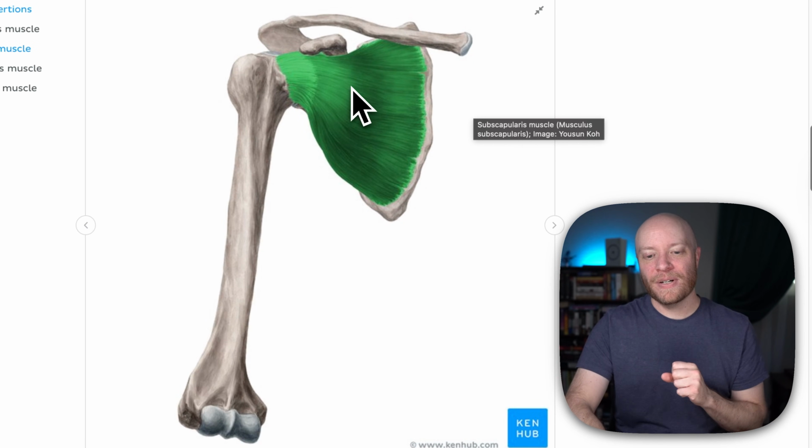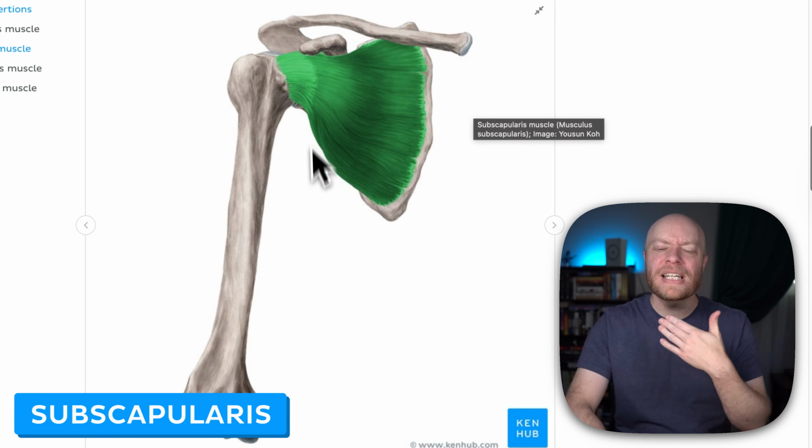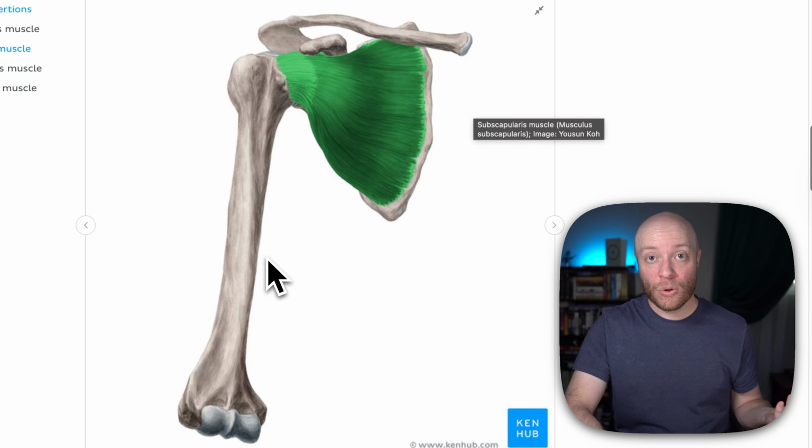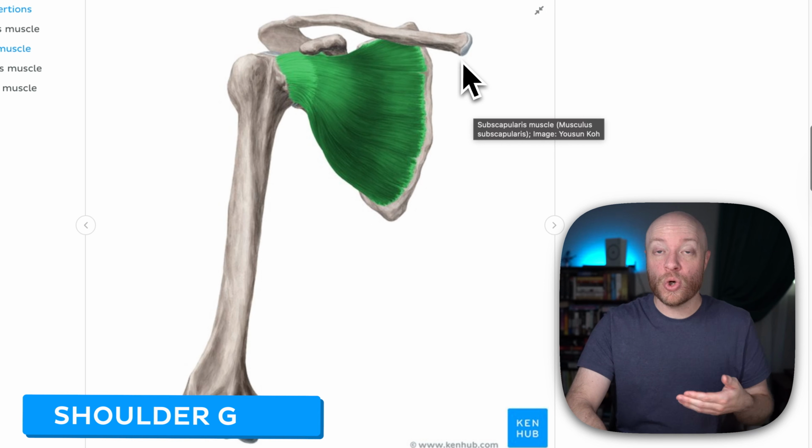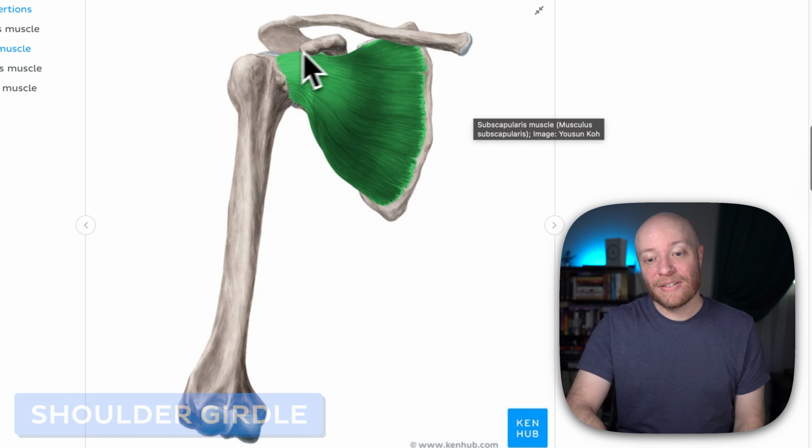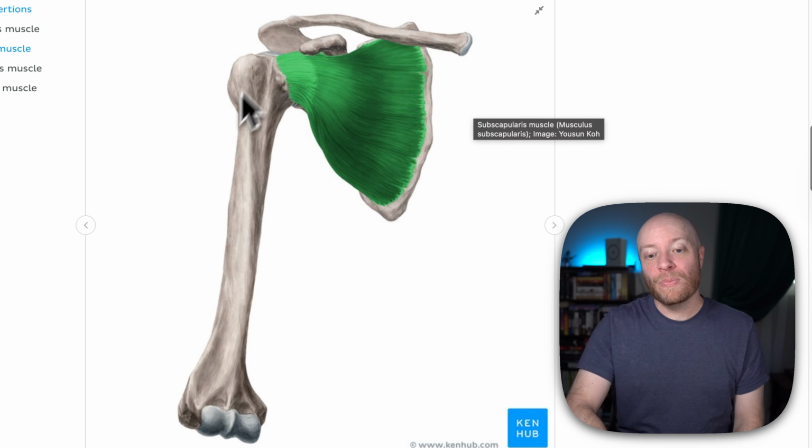Right, so this muscle here is the subscapularis, and you are looking at an anterior view of the shoulder joint. More specifically, it's even the shoulder girdle. You can see the clavicle as it turns into the scapula, and then we have the humerus, and everything you see here in green is the subscapularis.